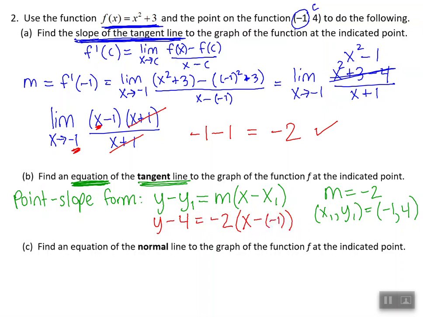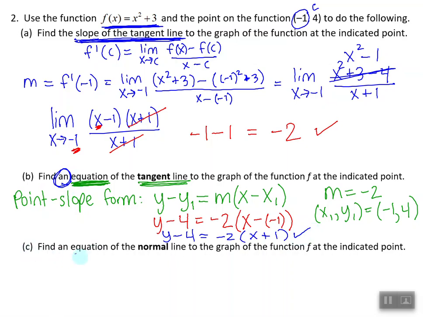We could stop there, but of course it's easy enough to pretty this up and write it a little bit simpler. Y minus 4 equals negative 2 times x plus 1. This can be written in all sorts of ways, but this is an equation of the tangent line, and we're good to go.